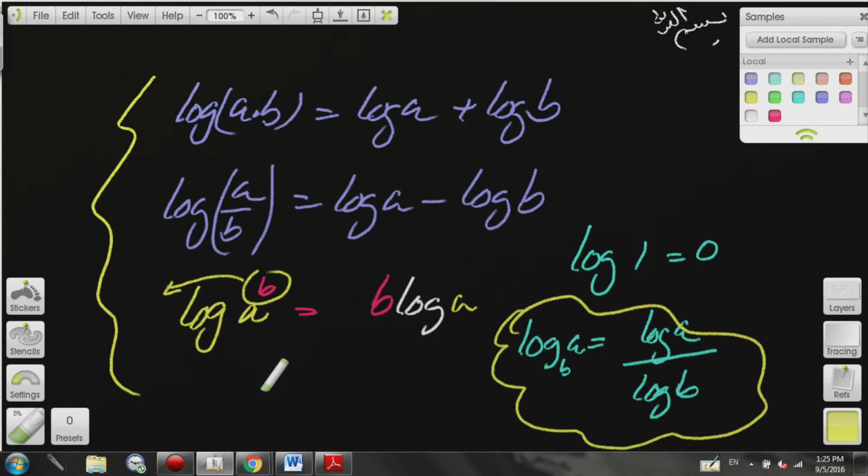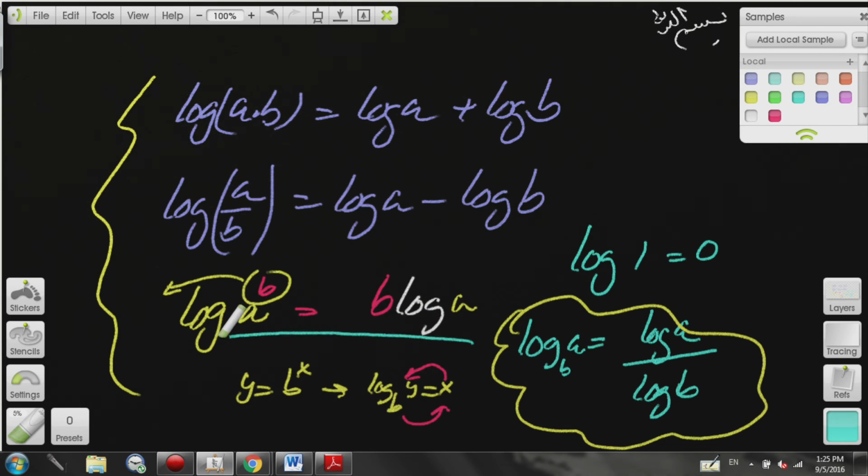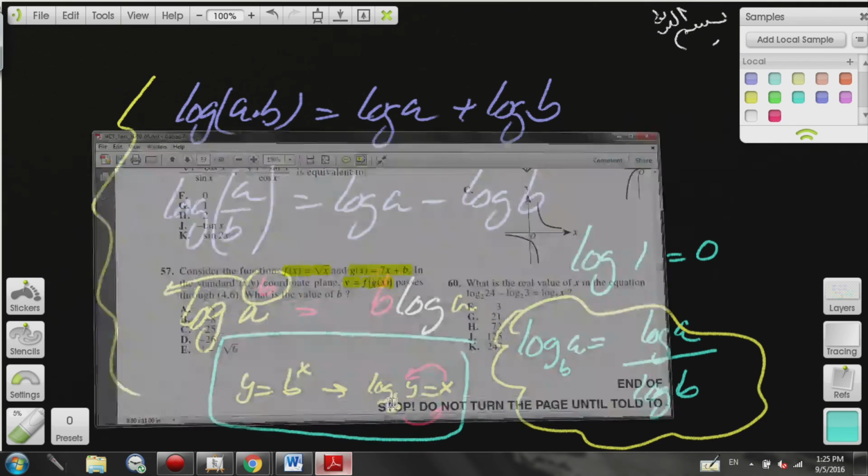And then you should be able to convert also, of course, from exponential forms to logarithmic forms like this. So y equals b to the x in logarithmic form is log base b of y equals x, like this. So you have to be able to do this, and you have to know some of these basic log rules to be able to solve these log equations.